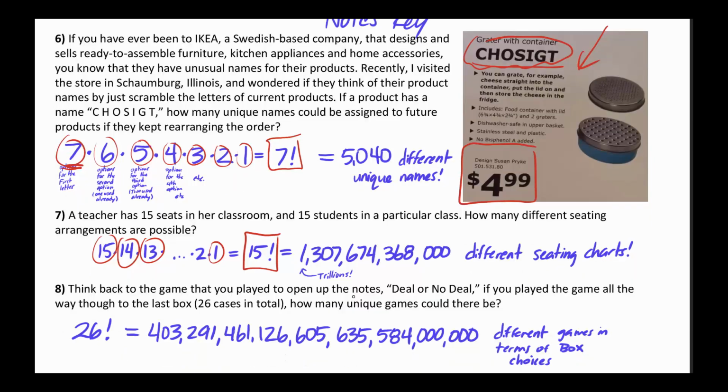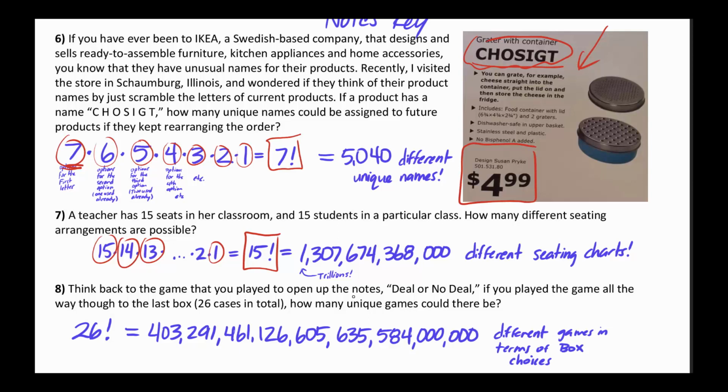Let's go ahead and let's finish up factorials with question number 8. Think back to the game that we played to open the Notes, Deal or No Deal. If we played the game all the way through to the very last box, which was 26 cases total, how many different unique games could there be? We are not keeping in mind that the values would switch from game to game, the amount of money. I just want to know the different ways to choose your boxes. So that would be 26 factorial.